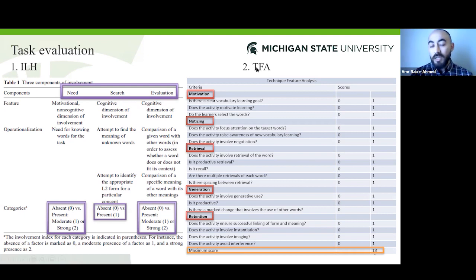The technique feature analysis is kind of an extension of the involvement load hypothesis. After some reviews of the framework, researchers wanted to add the idea of learner engagement with the material and also the idea of motivation. So Nation and Webb developed this framework consisting of 5 main components with subcategories under each one, which are motivation, noticing, retrieval, generation, and retention. And the maximum points a task can take is 18 points.